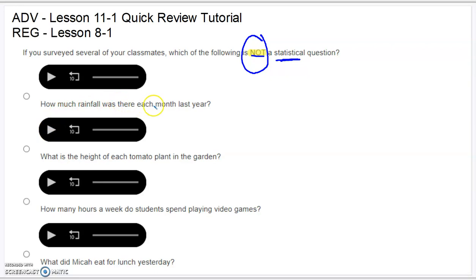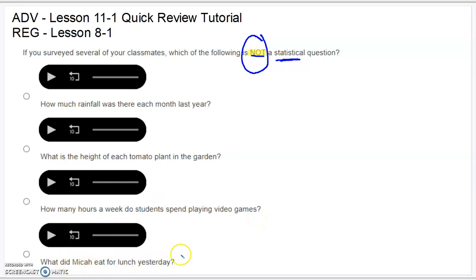How much rainfall was there each month last year? Well, the 12 different months of the year are going to have different amounts. So that is a statistical question. We want the ones that are not, so we're not going to choose that. What is the height of each tomato plant in the garden? Again, not every plant will be exactly the same height. So that is statistical. How many hours a week do students spend playing video games? That's definitely going to have variation. Many people have many different answers.